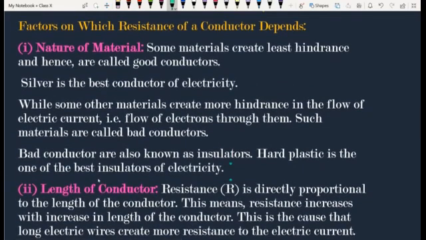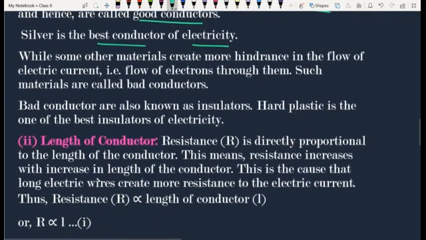Factors on which the resistance of a conductor depends. First, the nature of the material. Some materials create the least hindrance and hence are called good conductors. Silver is the best conductor of electricity, while some other materials create more hindrance in the flow of electric current, that is, the flow of electrons through them. Such materials are called bad conductors, also called insulators.